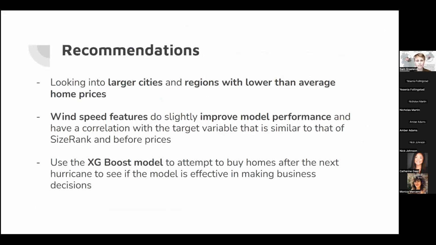So my recommendation was to look into larger cities and regions with lower than average home prices for my client. These were the best things to look into to see a return on investments. I also recommended to look into wind speed features because they did improve my model performance and they had a correlation with the target variable that was similar to that of size rank and before prices.